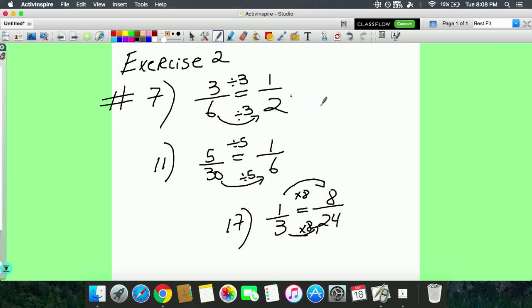And I'll do one more. I'll pick another one also that builds. Number 6. Okay, so I got 5/7 equals something over 21. Relationship here. It's increasing times 3, so therefore the top I go times 3, and I got 15 over 21.